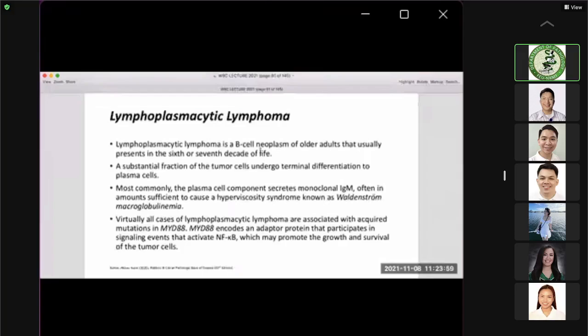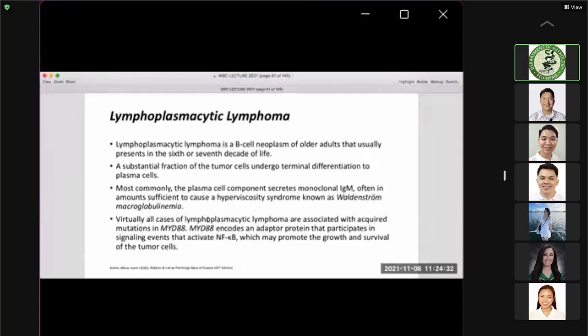So it is a B-cell neoplasm of older adults that usually present in the 6th or 7th decade of life, a fraction of which undergo terminal differentiation to plasma cells. Most commonly, plasma cell components secrete monoclonal IgM, often in amounts sufficient to cause hyperviscosity syndrome, which is called Waldenstrom macroglobulinemia. So this is IgM Waldenstrom.